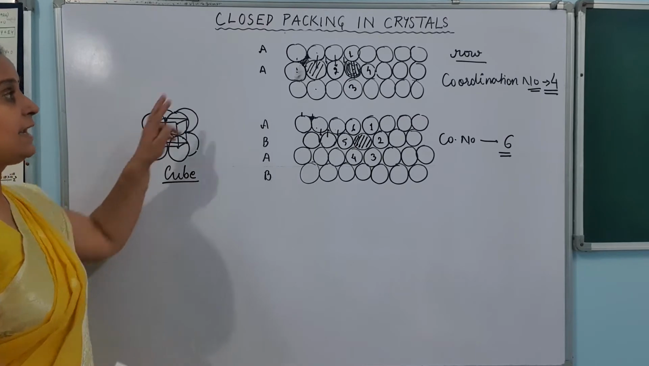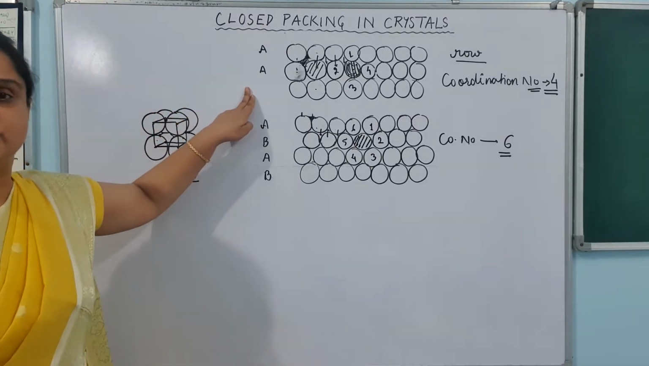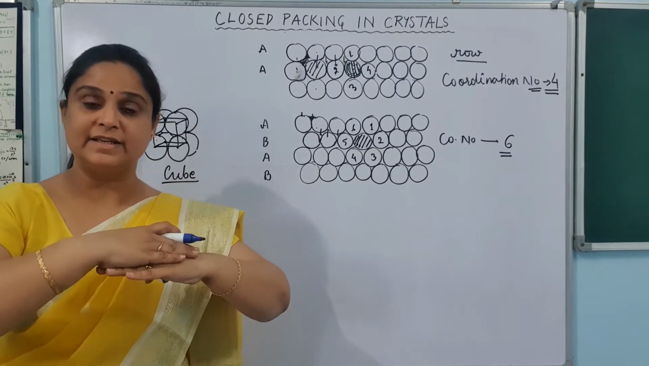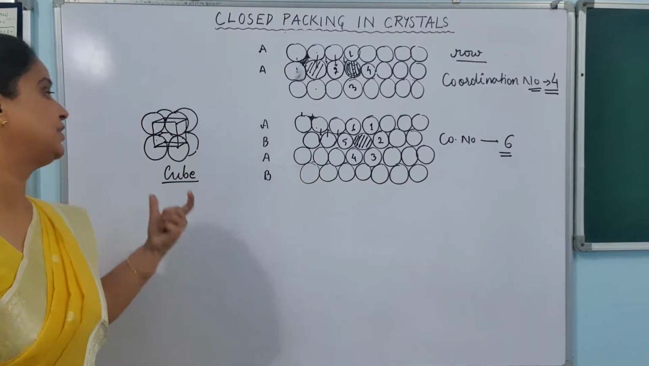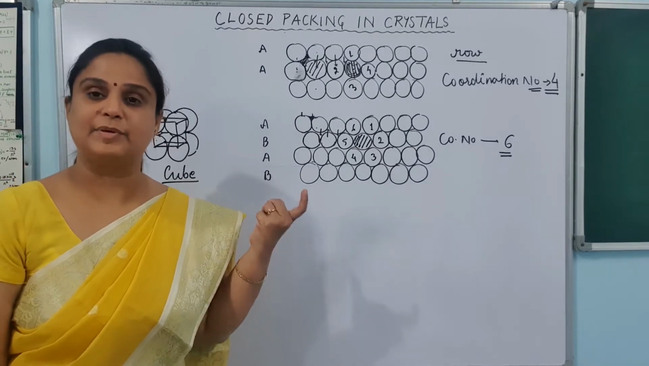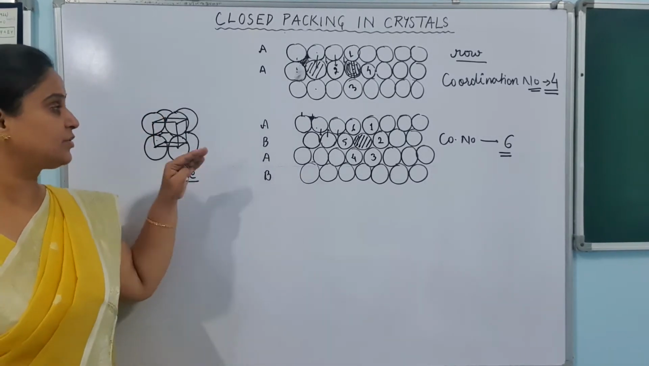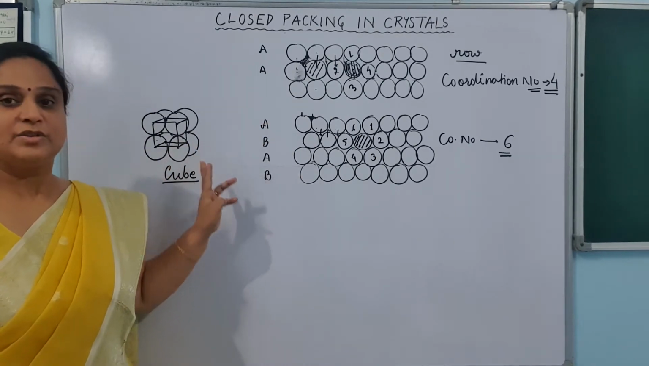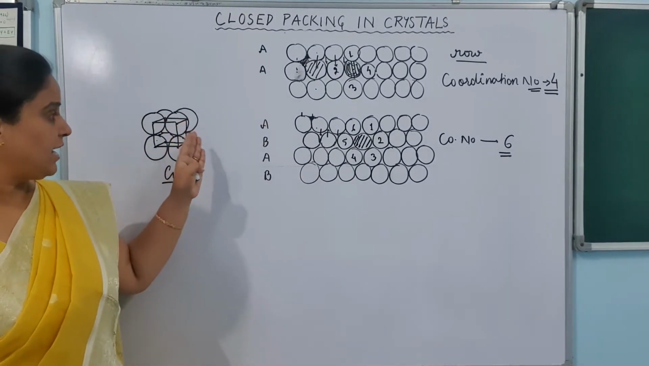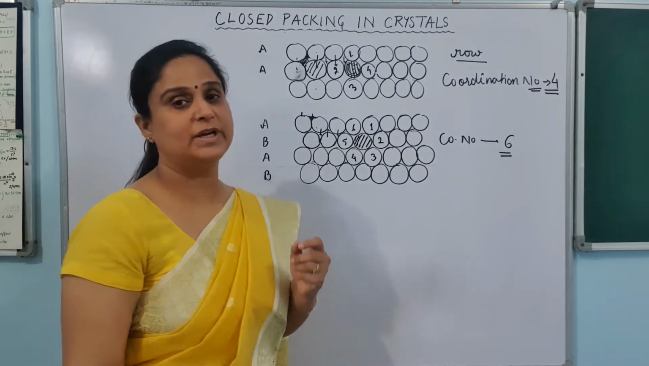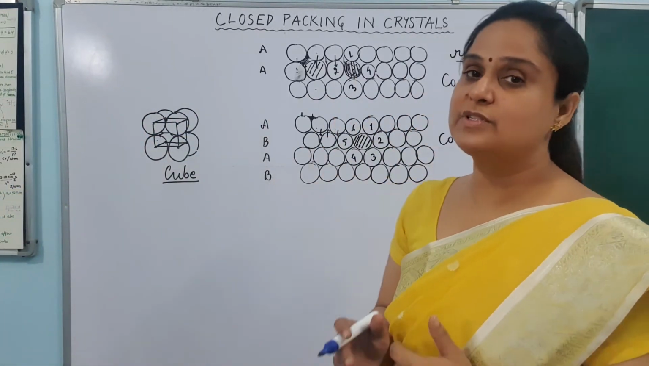So when sheets made up of AA type of arrangements are set over each other in AAA fashion, we get cube crystals. That is, simple cubic crystals can be prepared by the arrangement of AAA type of sheets over each other. So this is how the AAA arrangement gives you the cube, the simple cubic structure. This was about simple cubic.